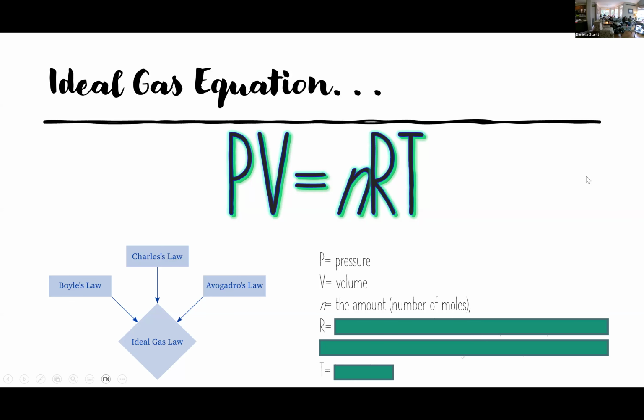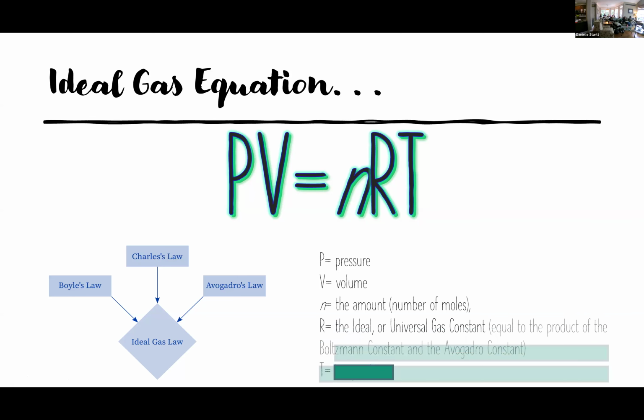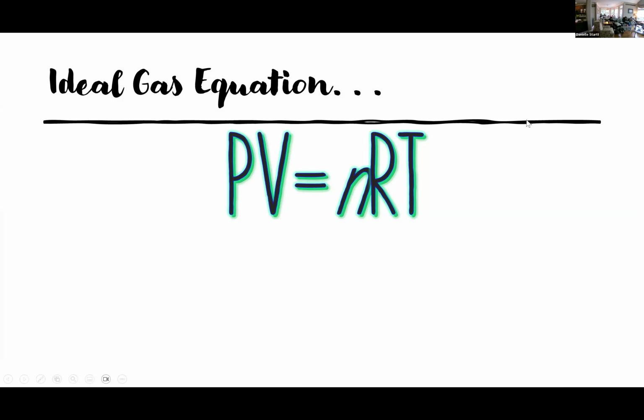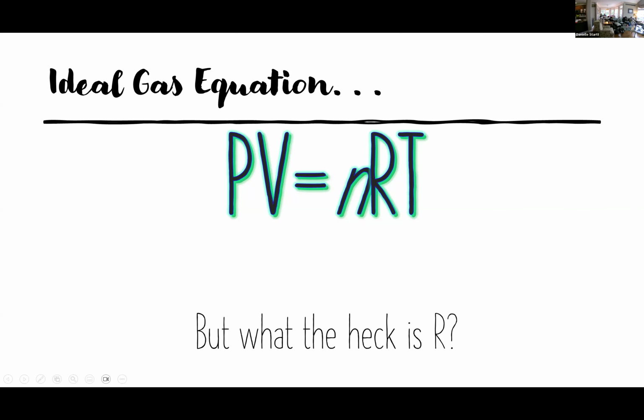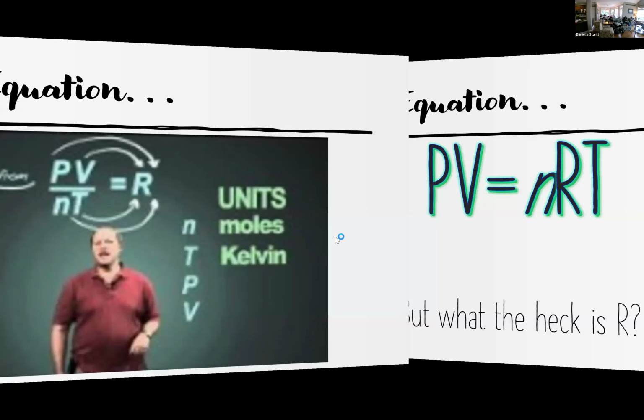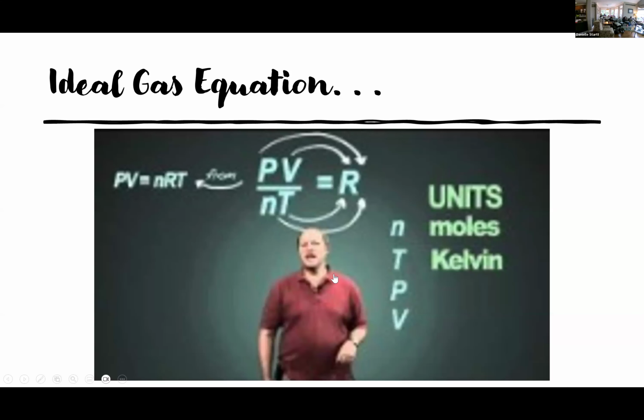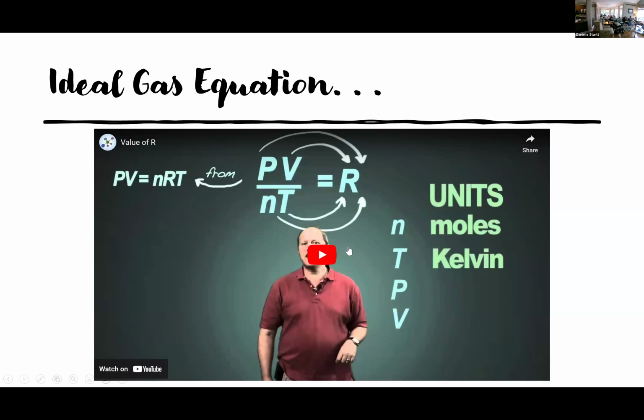What is R? Okay, this is the tricky one. R is the ideal or universal gas constant, which is equal to the product of the Boltzmann constant and the Avogadro constant. Blah, blah, blah. All right. We're going to come back to R. R's complicated, but it's not that complicated. What is T, everybody? Temperature. Okay. Now, our ideal gas equation, what the heck is R? All right, let's see what R is. This dude is going to explain R real clearly for you. And it should make sense.